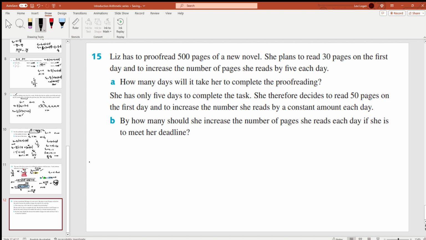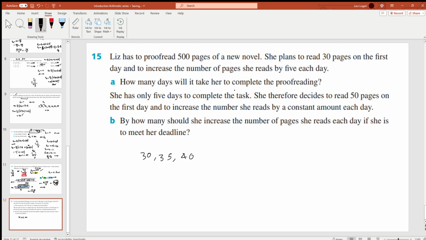So, 15. Liz has to proofread 500 pages of a new novel. She plans to read 30 pages on the first day and to increase the number of pages she reads by 5 each day. So pretty much it's going 30, 35, 40. That is a lot of pages to read, but she'll actually get it done if she increases those pages. That's if she's actually consistent as well. How many days will it take her to complete the proofreading?